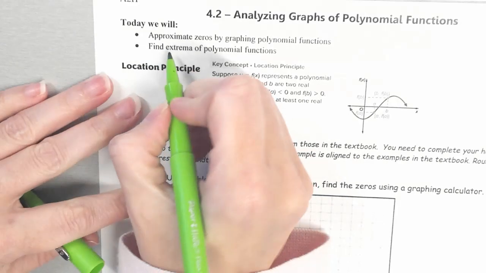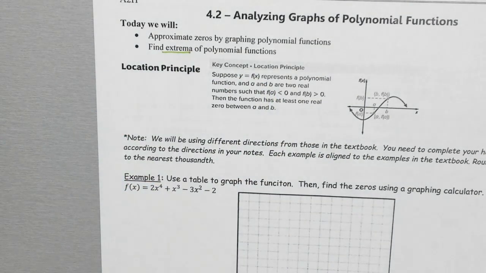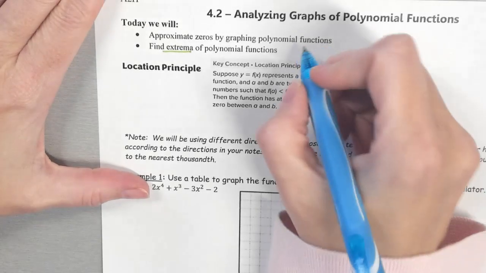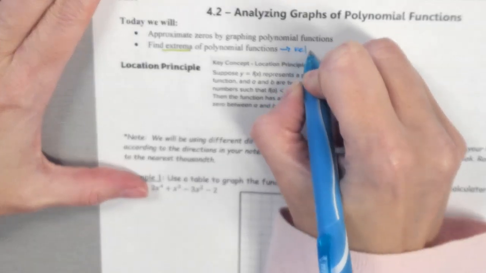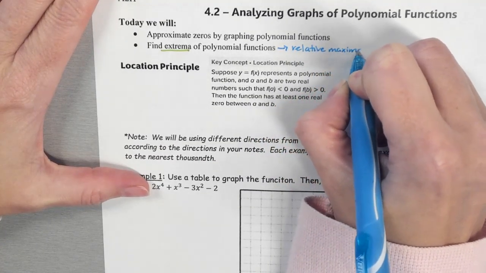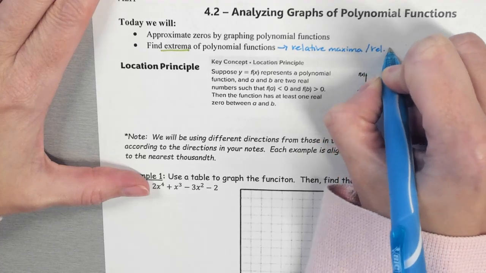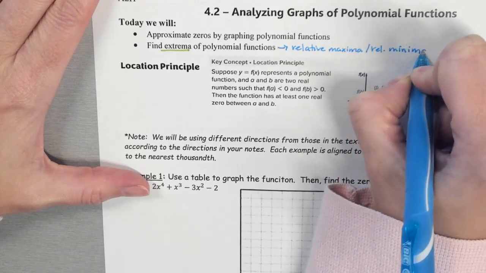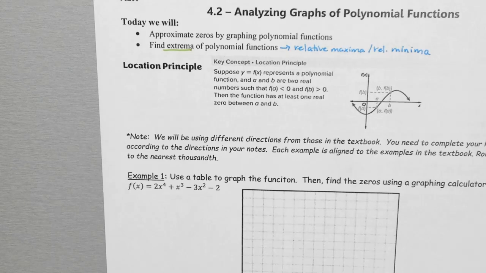That word extrema, do we remember what that means, what that entails? Yeah, good. So that's going to be your relative maxima and the relative minima. So that's the plural for maximums and minimums. And you can have multiple. Okay, so the relative maxima, the relative minima, we're going to be finding multiples of those.